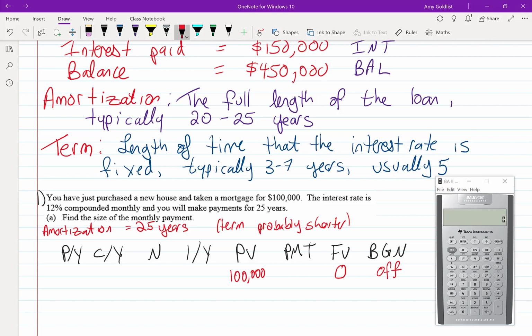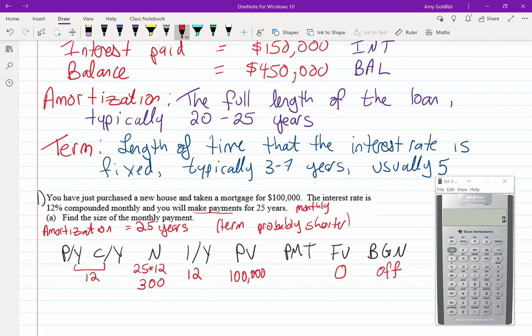In this case, our interest rate is 12% compounded monthly, and we're going to make payments. Let's assume those are monthly payments because that's typical, for 25 years. So 25 times 12 is 300 months. In general, you're going to see that mortgages in Canada tend to be general annuities, but for now we're going to stick with something fairly simple.